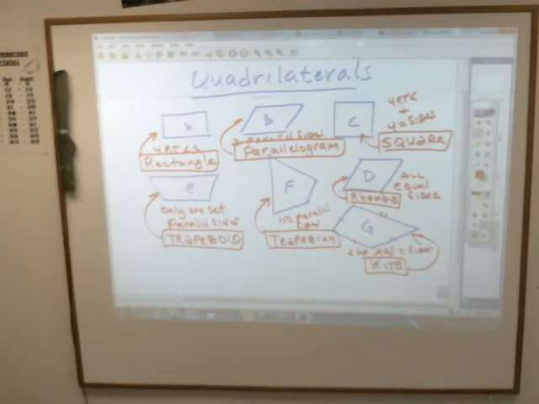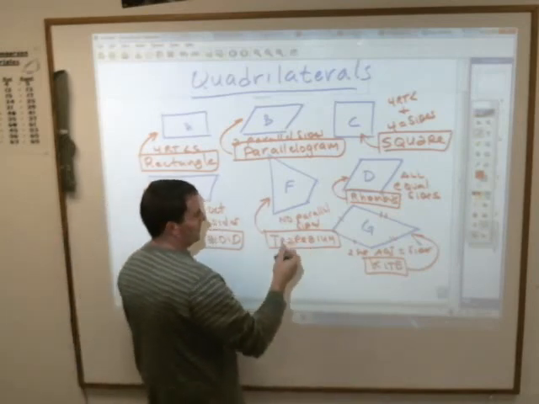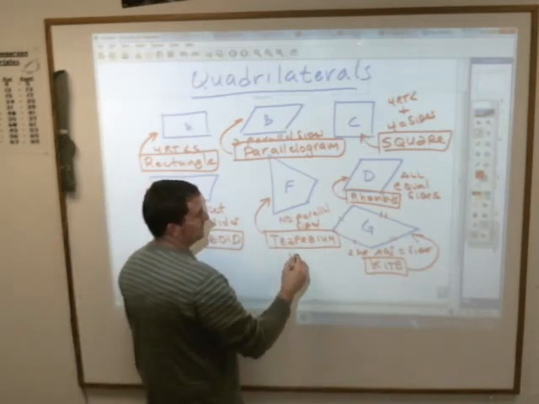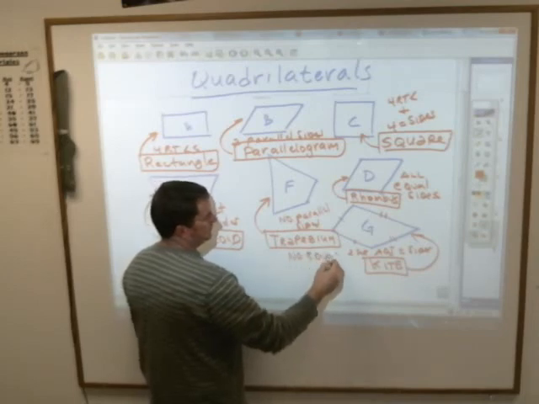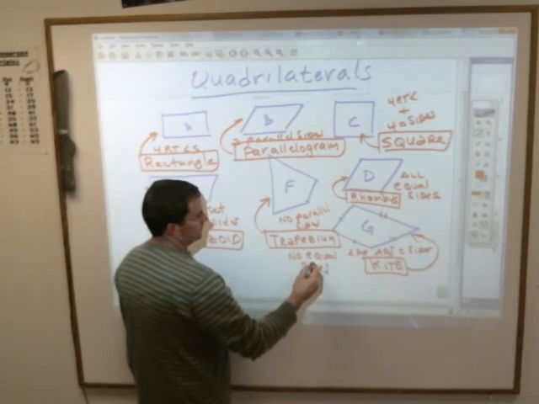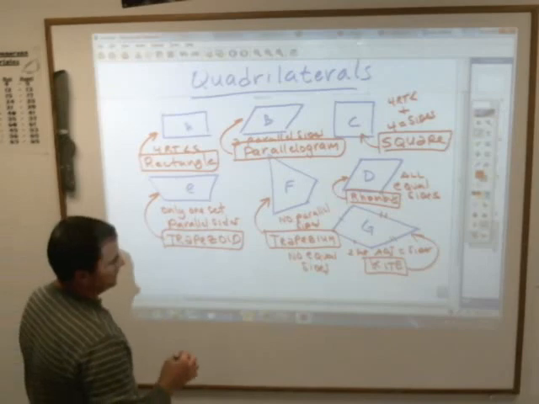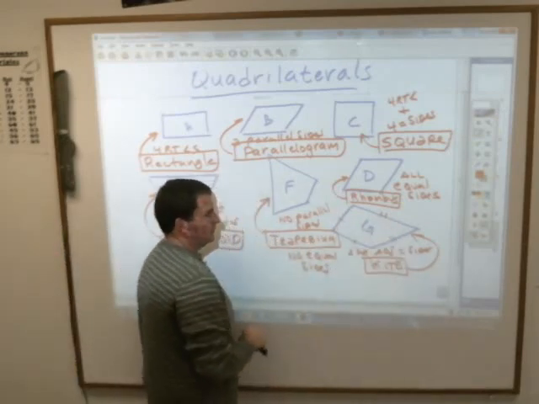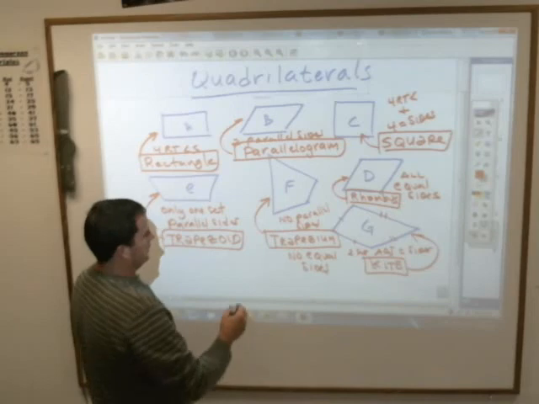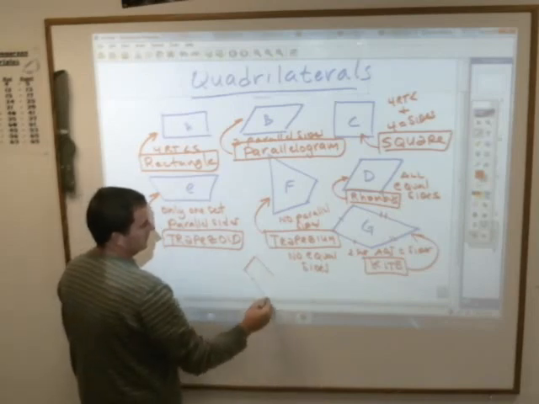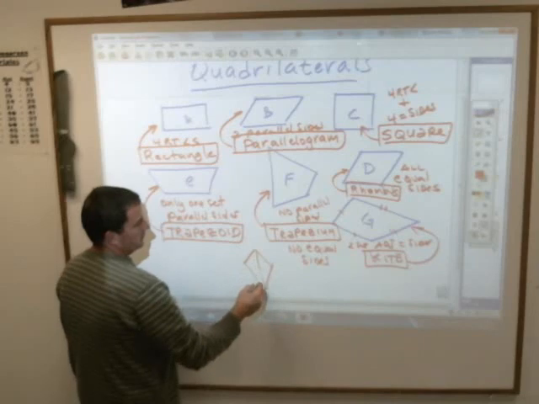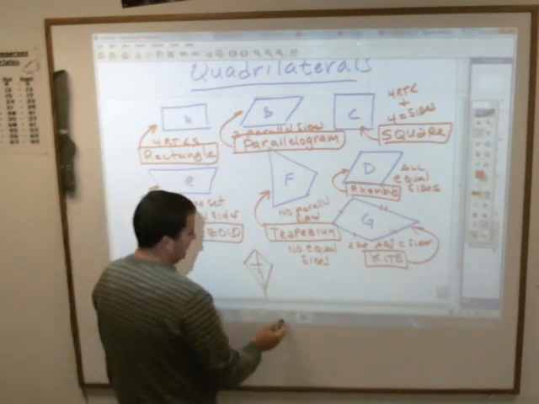Yes, Lucas? So, what is the difference between a kite and a trapezium? A trapezium has no equal sides, or I should have put that on the trapezium, no equal sides either. A kite has to have two sets of adjacent equal sides. So it's your typical kite sort of diamond shape. These two sides equal, those two sides equal. Just not this thing.